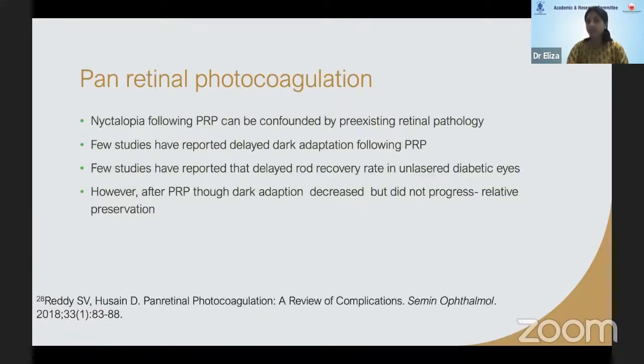PRP, again, a few studies have reported that it delays the dark adaptation, and it is frequently used in the treatment of uveitis. So you have to be very judicious and careful, preferably do it FFA guided, and not be so aggressive.